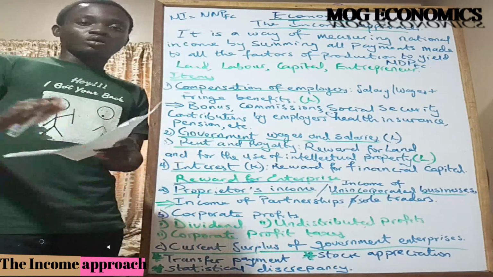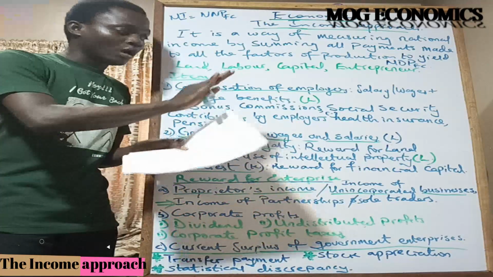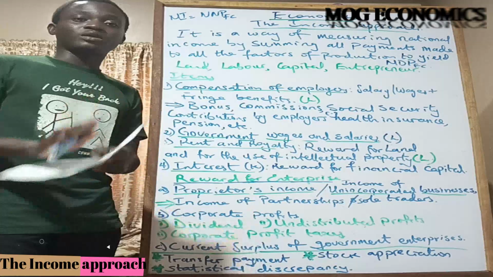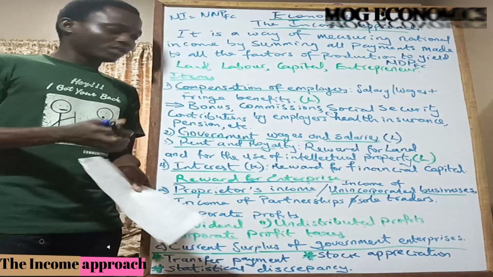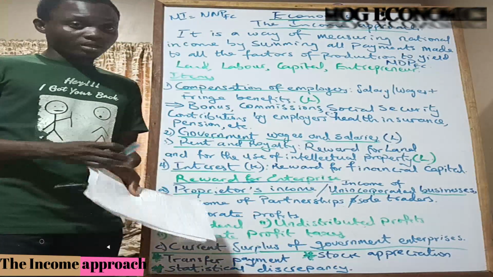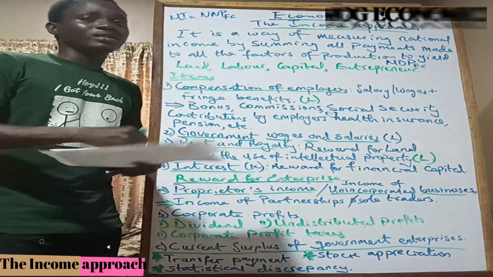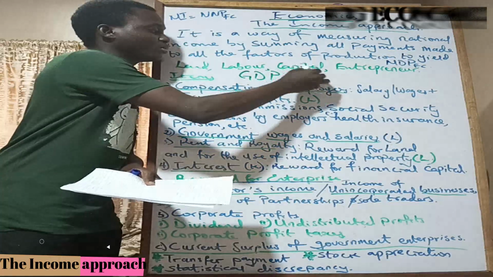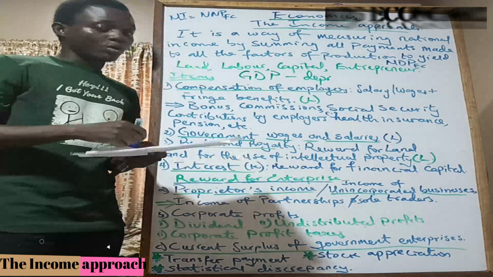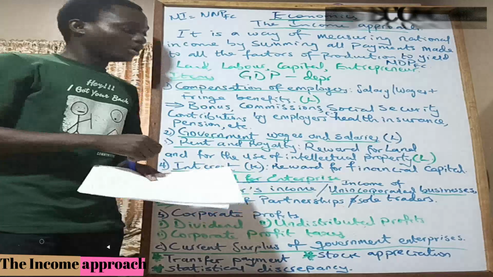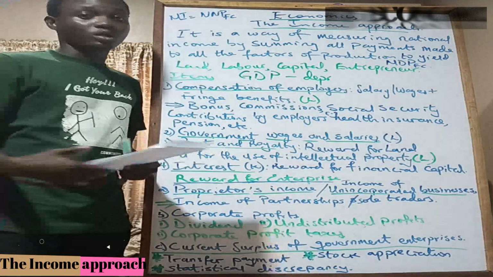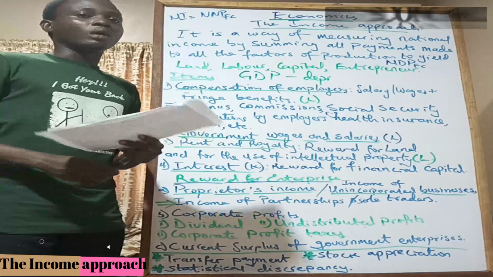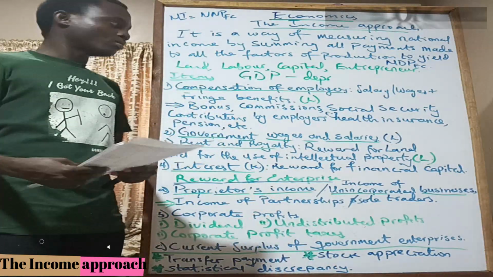But I just want you guys to also know that whenever you add up all the values for the income approach, you're arriving at net domestic product at factor cost. And net domestic product is actually GDP minus depreciation. Before you attend this class, obviously you would have gone through classes on GDP. So GDP minus depreciation is going to give you your NDP. Okay, so let's proceed. We are going to be solving a couple of exercises after this class, for us to get acquainted with how to approach questions on the income approach.